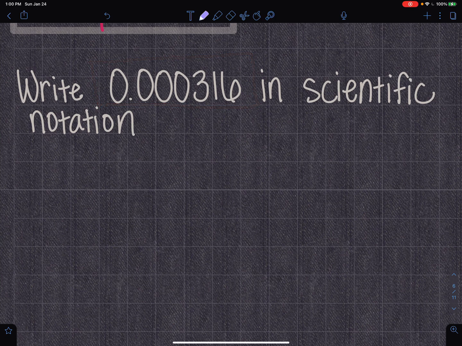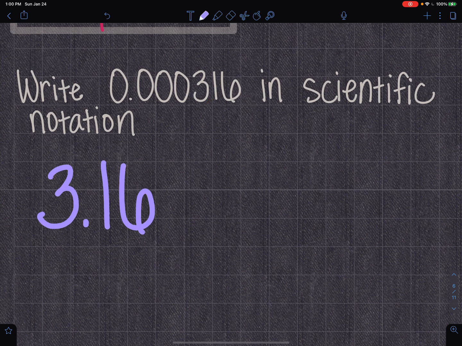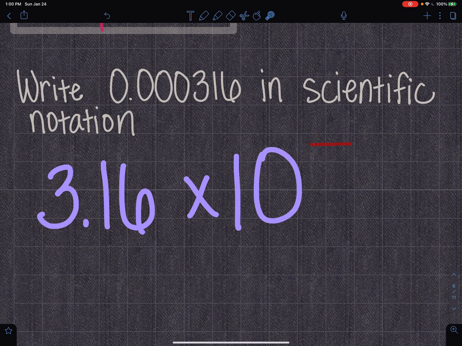First step, where's the decimal going to go? It's going to go after the first non-zero number, so here, 3.16. 3.16 times 10 to the something. Is this going to be positive or negative? Well, we're going to have to move the decimal to the left. That's not choosing the right. It's going to be negative. And that makes sense because we're going to end up having a super small number.